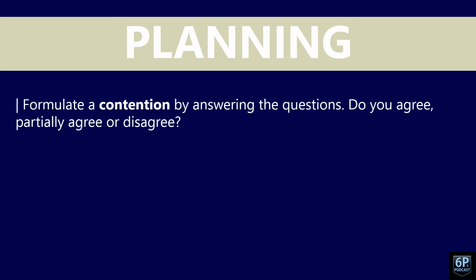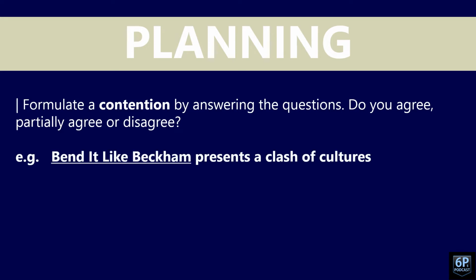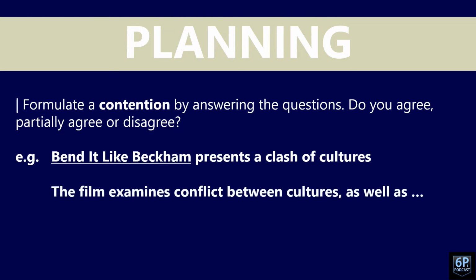Let's focus on planning, and I think the first thing we do whenever it comes to an essay is to look at a question and formulate a contention by answering the question. So do you agree with the question? Do you partially agree or partially disagree? You need to have a clear opinion, a clear point of view on the question you're being asked. For example, a contention might be that Bend It Like Beckham presents a clash of cultures. You could also say the film examines a conflict between cultures as well as maybe some other conflicts or some other themes.